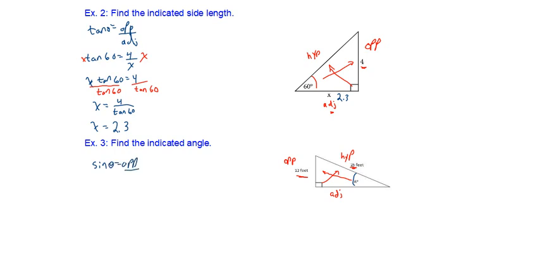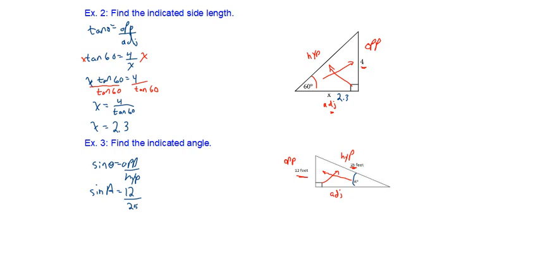So opposite divided by the hypotenuse. And we'll just plug in some values. We don't know what the angle is. I guess it's labeled A, so we may as well label it. Sine A is equal to the opposite, which is 12 feet, divided by the hypotenuse, which is 25 feet.